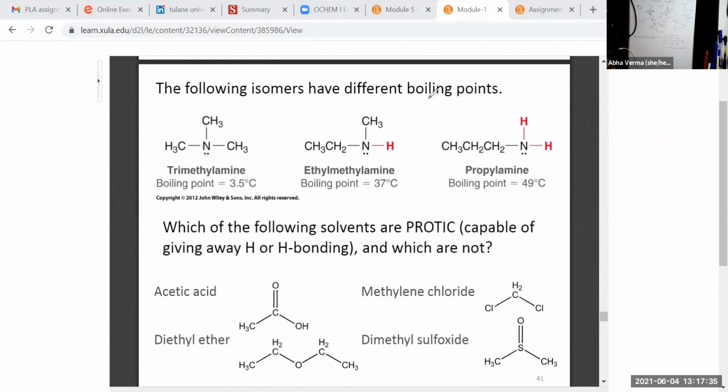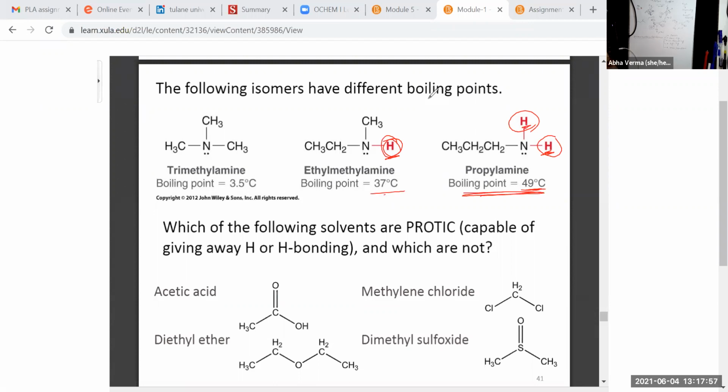Any questions so far? If you look at this example, the trimethylamine, ethylmethylamine and all, you will see how many hydrogen bondings can occur here? At least two. How many hydrogen bondings will occur here? Only one. And we can see the difference between the boiling point.